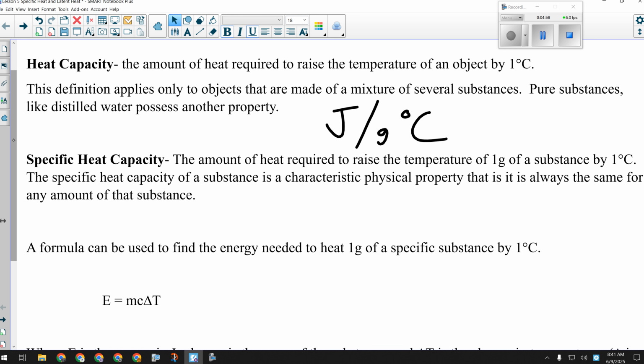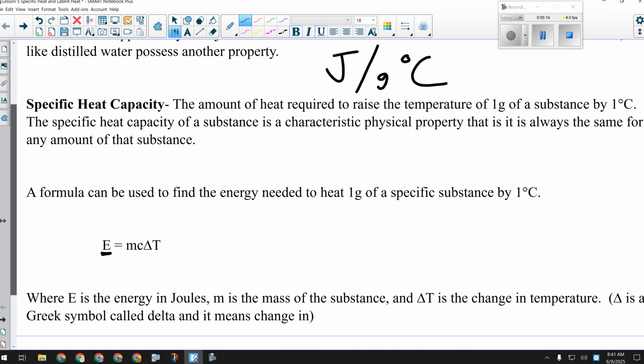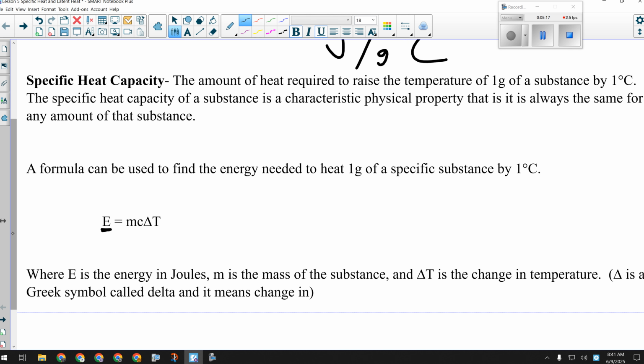As well as its heat capacity. And then, of course, how much do you want to change its temperature? All of those things can affect how much energy is going to be needed. Everyone with me so far? So the formula that goes with specific heat capacity goes like this. E is the energy in joules.